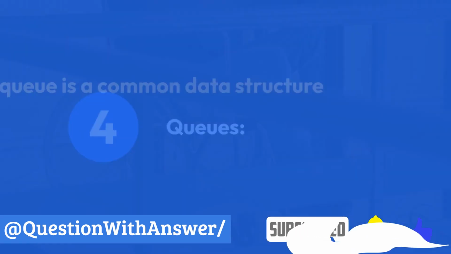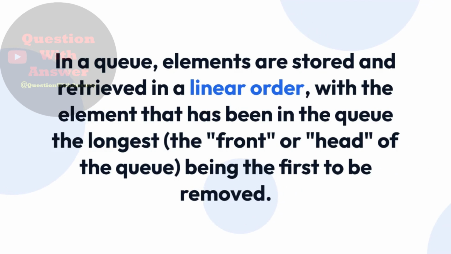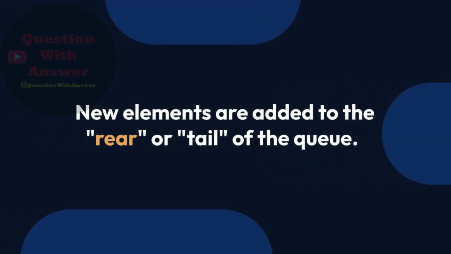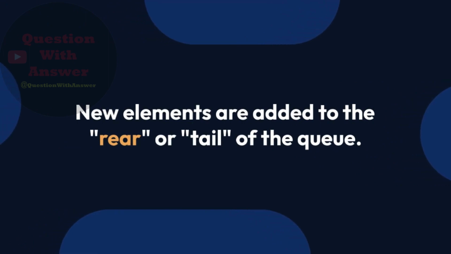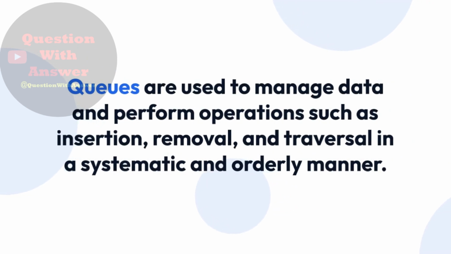4. Queues. A queue is a common data structure in computer science and programming that follows the first-in first-out, or FIFO, principle. In a queue, elements are stored and retrieved in a linear order, with the element that has been in the queue the longest, the front or head of the queue, being the first to be removed. New elements are added to the rear or tail of the queue. Queues are used to manage data and perform operations such as insertion, removal, and traversal in a systematic and orderly manner.